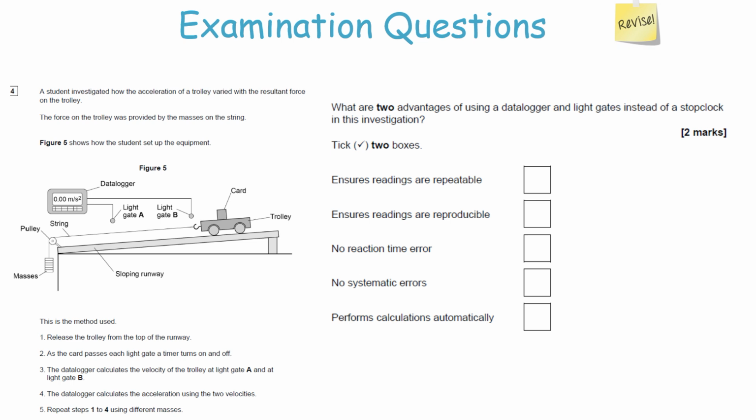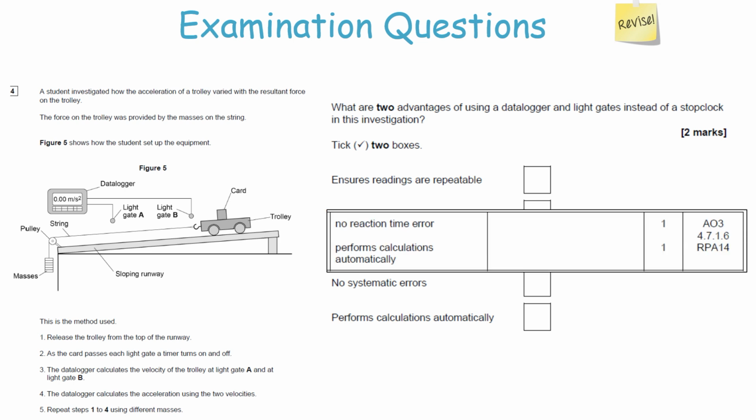Right, this question is basically asking you to say, why do we like to use computers and technology and data loggers in investigations? So the first thing to note is there won't be any reaction time error because there's no human starting and stopping the stopwatch, and also the calculations will be completed automatically by the computer in the system, so there's no chance of calculation error by the human.